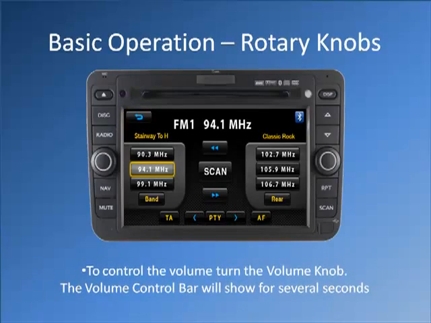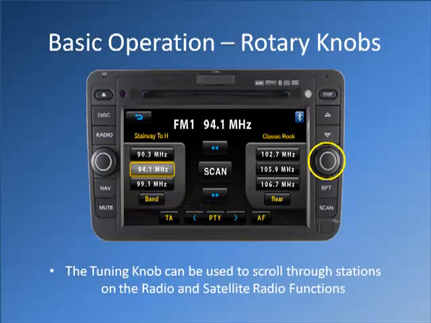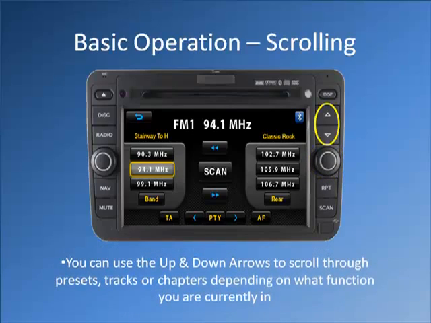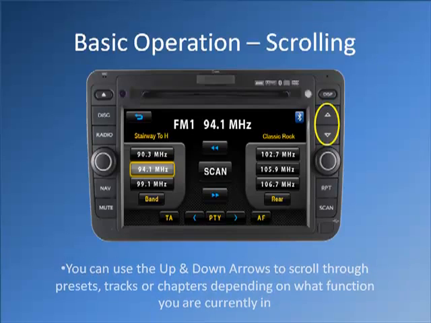To control the volume, turn the volume knob. The volume control bar will show for several seconds. The tuning knob can be used to scroll through stations on the radio and satellite radio functions. You can use the up and down arrows to scroll through presets, tracks, or chapters, depending on what function you are currently in.